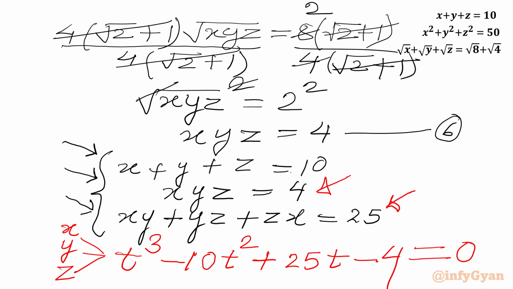So we have one cubic equation: t cube minus 10t square plus 25t minus 4 equal to 0. We'll be solving using the algebraic manipulation method or factorization method. So I am going to split minus 10t square into minus 4t square minus 6t square.